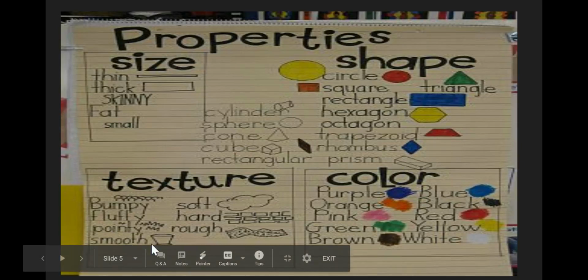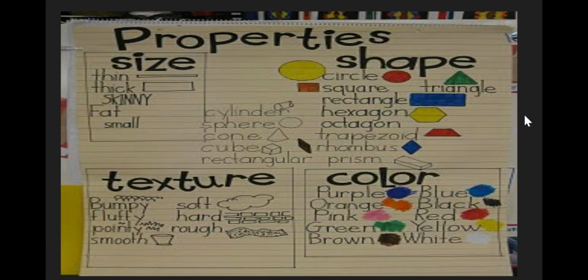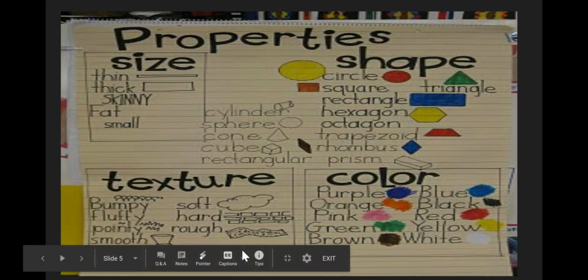But here are the ones we focus on, right? Which are size, shape, texture, and color, okay? Some materials can be thick, thin, skinny, right? Circle shaped, square shaped, purple, pink, black, blue, or bumpy, soft, hard, fluffy, right?